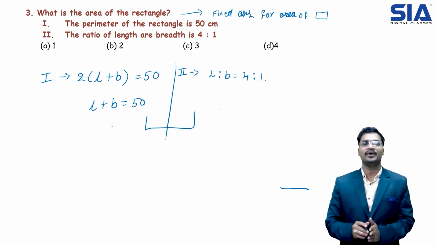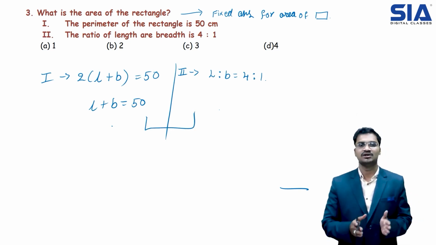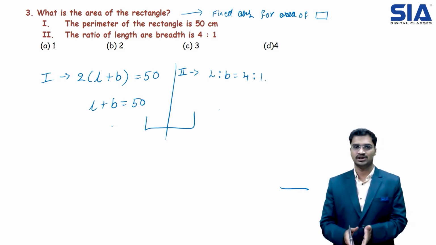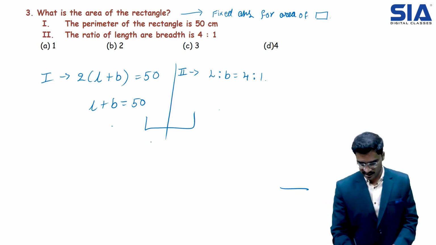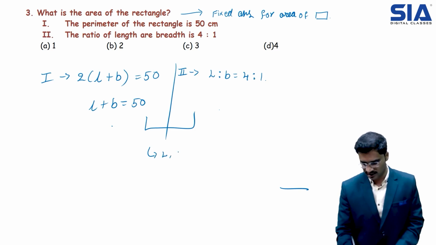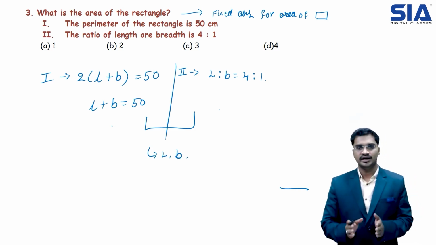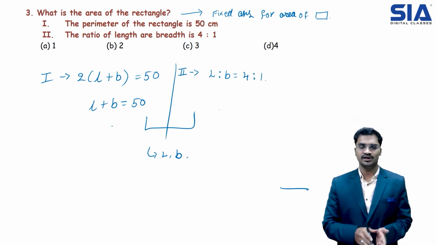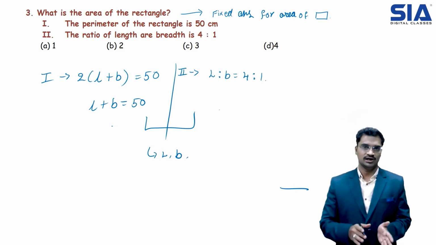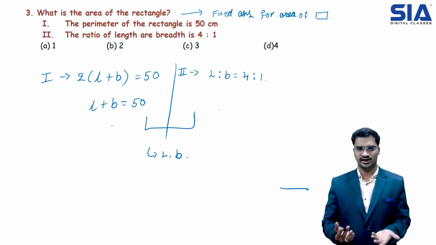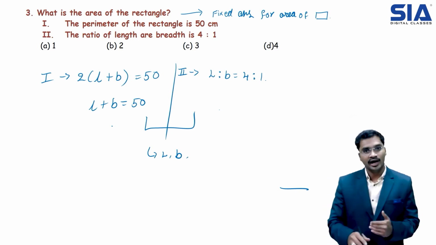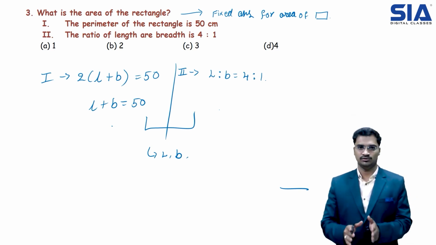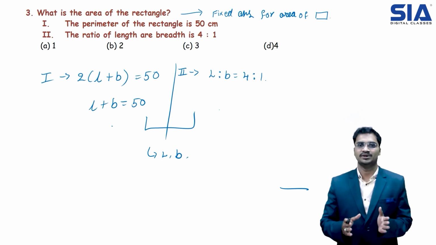When I combine both of these statements, that means the first statement combined with the second statement, I can get the values of L and B individually, and by getting the values of L and B, I can find the area of that rectangle. So I can answer this question when both of these statements are combined.